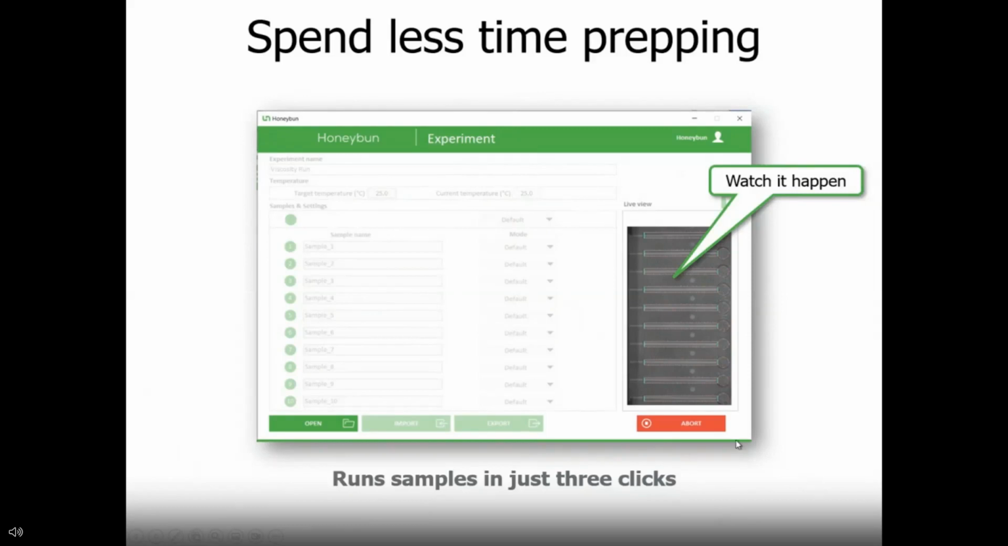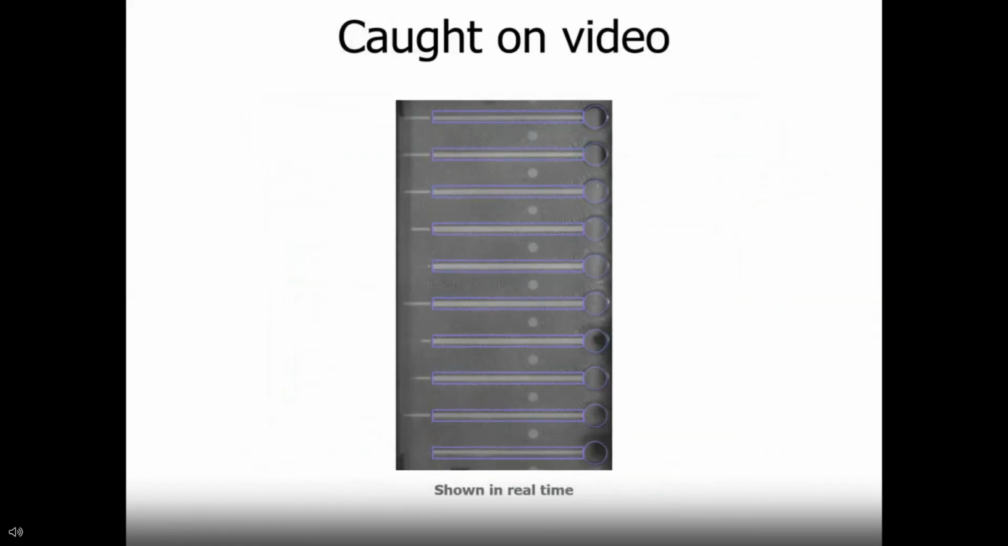After you load up the sample and hit Start, you'll get to watch as the samples flow through the bun, so you can keep an eye on which samples are flowing fastest. All the data is automatically exported afterwards as an Excel file, an HTML file, and an image showing how each channel ran. And if you want, you can save the video too.